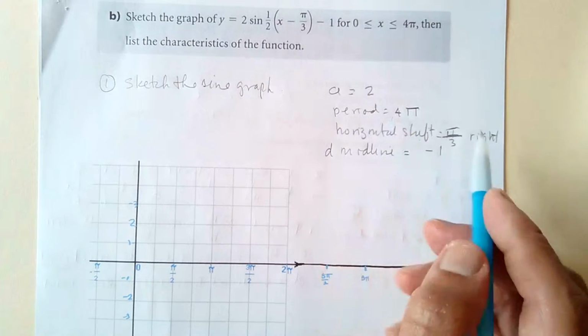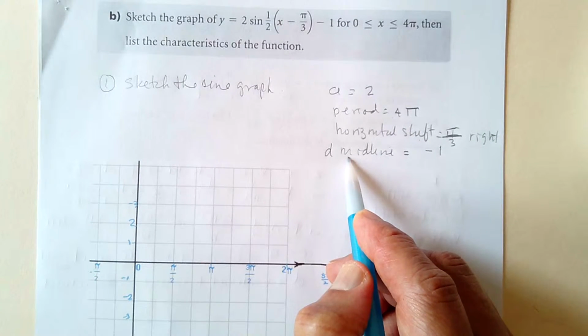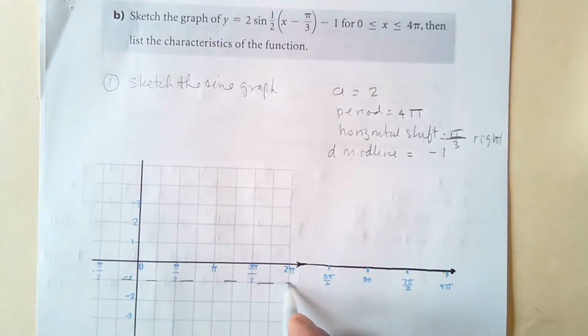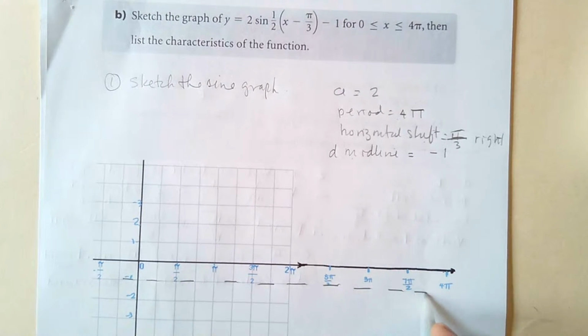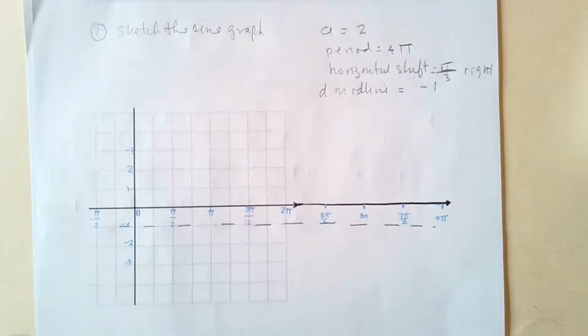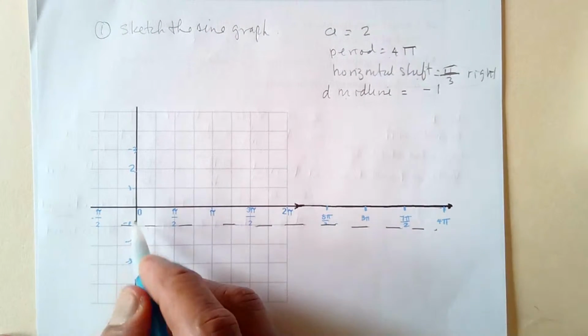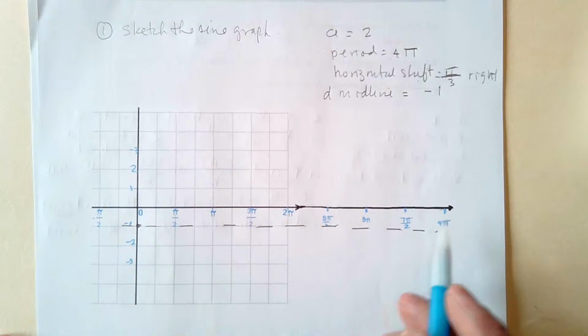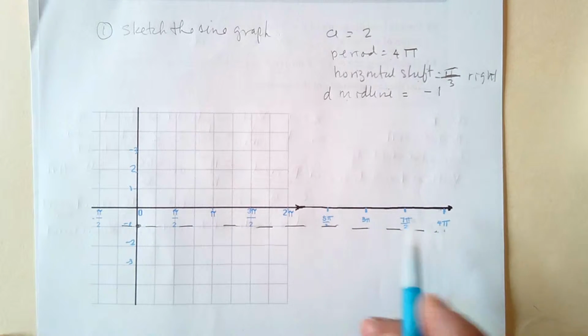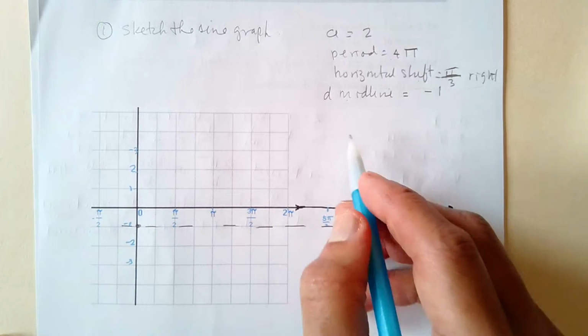So we have an amplitude. First of all, let's look at our midline. Our midline is at -1. So now this is our new midline, because the previous midline was here. Okay, so midline is our sine graph now. Now instead of being 2 pi, it's now 4 pi. So we'll sketch this graph now.